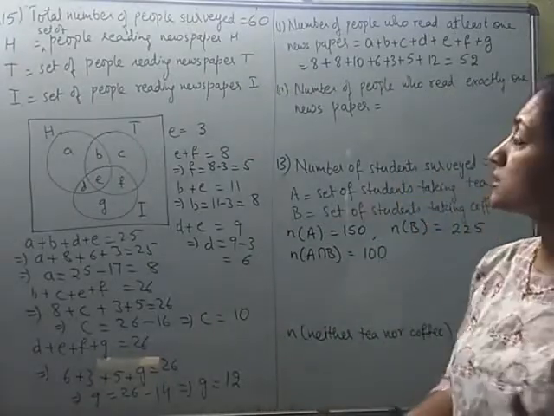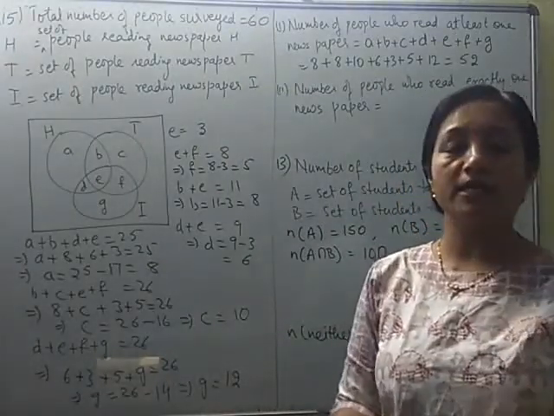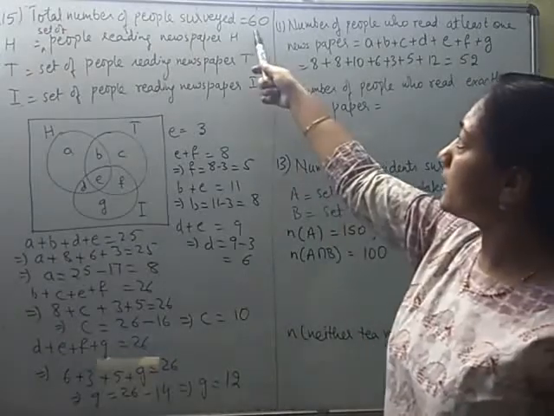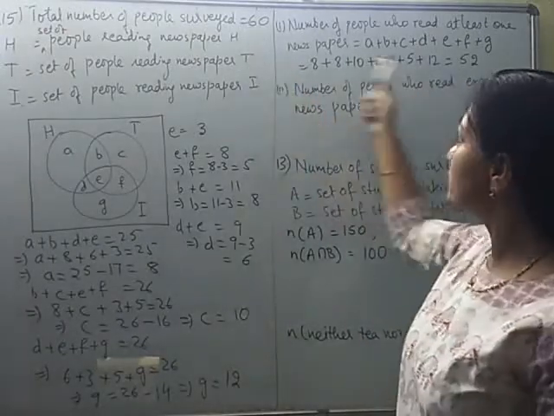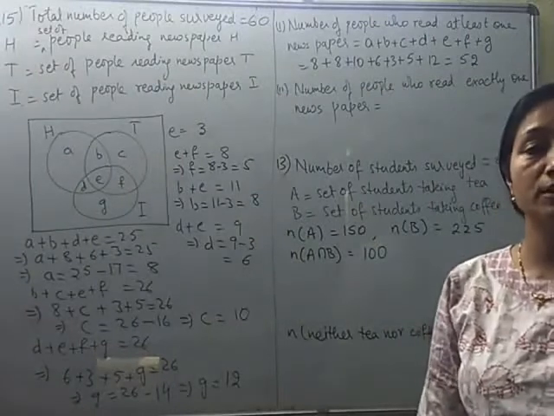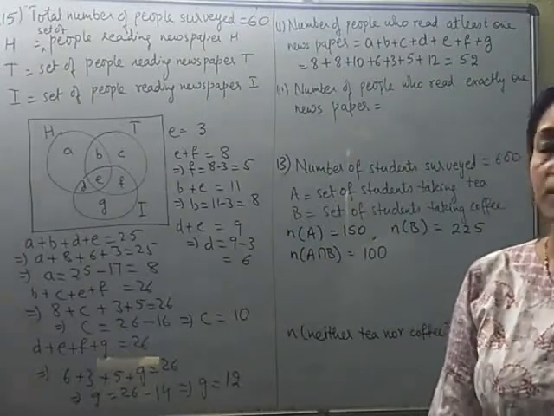So in case I ask you how many people were not reading any of the newspaper, that can be calculated by subtracting 52 from 60. So there are 8 people who are not reading any of the newspaper.